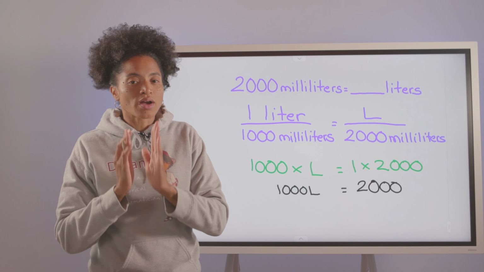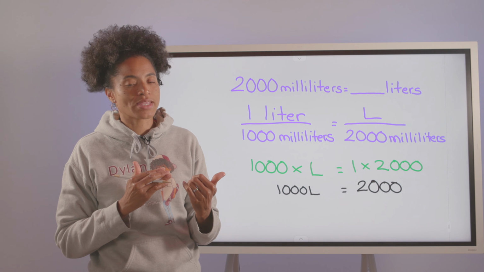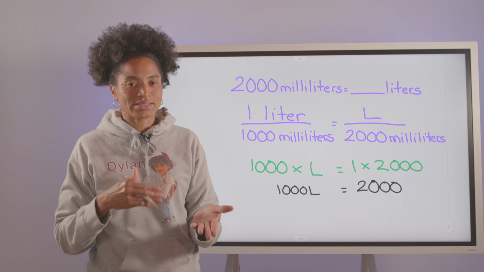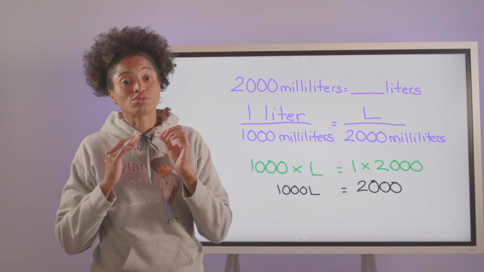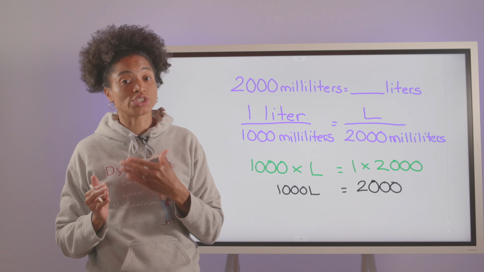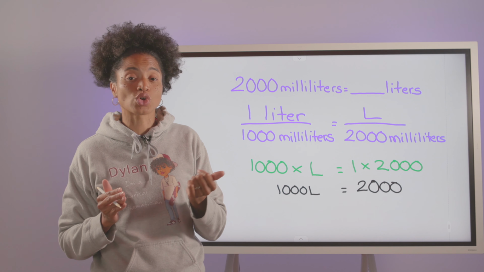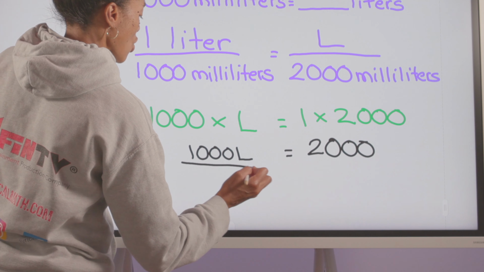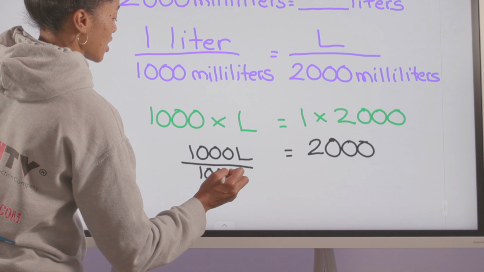So, currently, L is being multiplied to 1,000. 1,000 is trying to hang out with L. We need to get L by itself. To get L by itself, we want to do the opposite of multiplying by 1,000, which is dividing by 1,000. So, on the left side of the equal sign, we're going to divide by 1,000. On the right side of the equal sign, we're going to divide by 1,000.